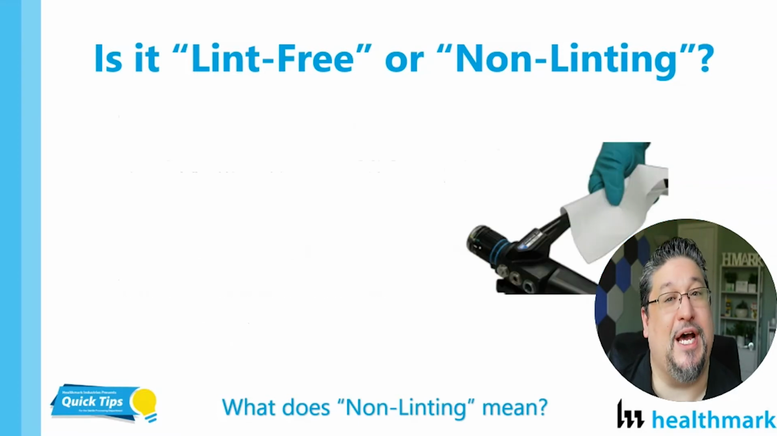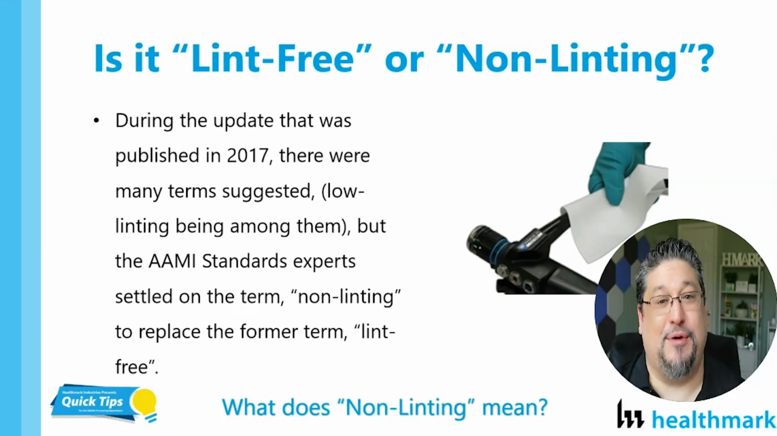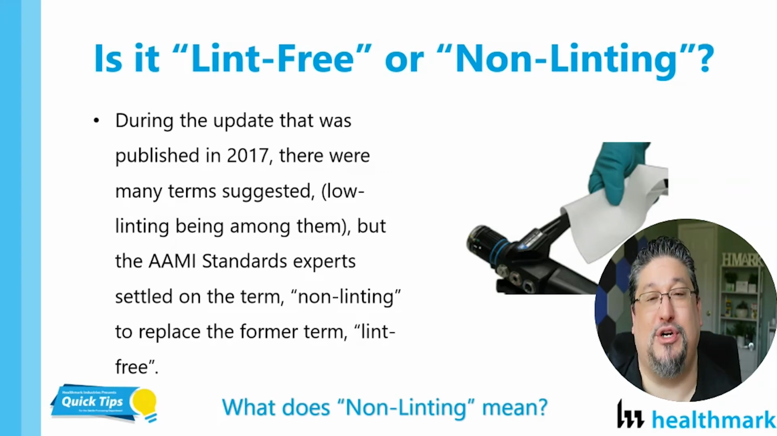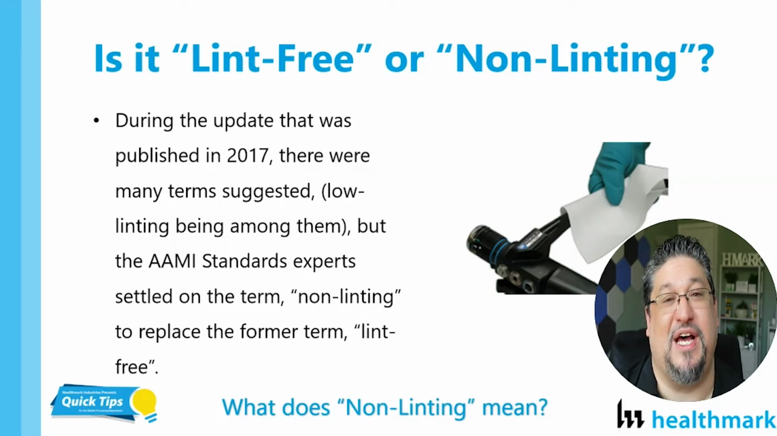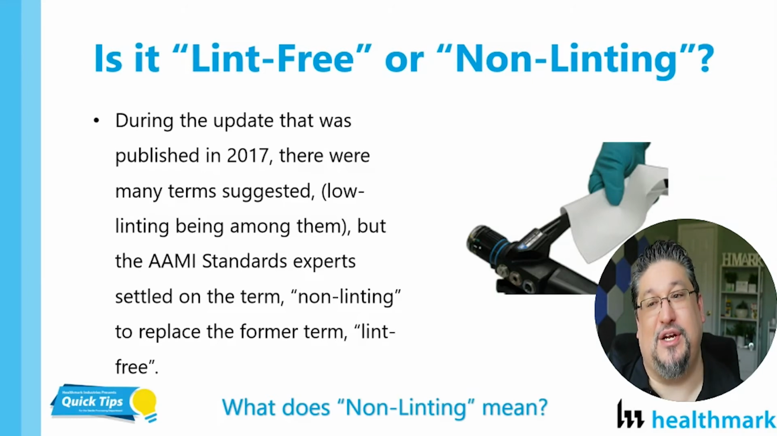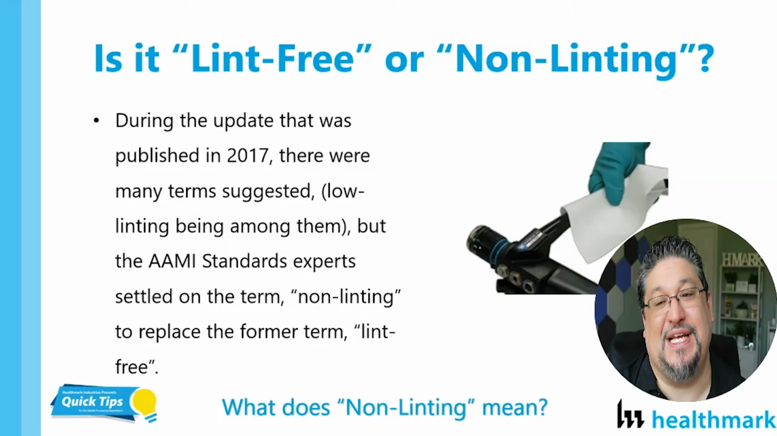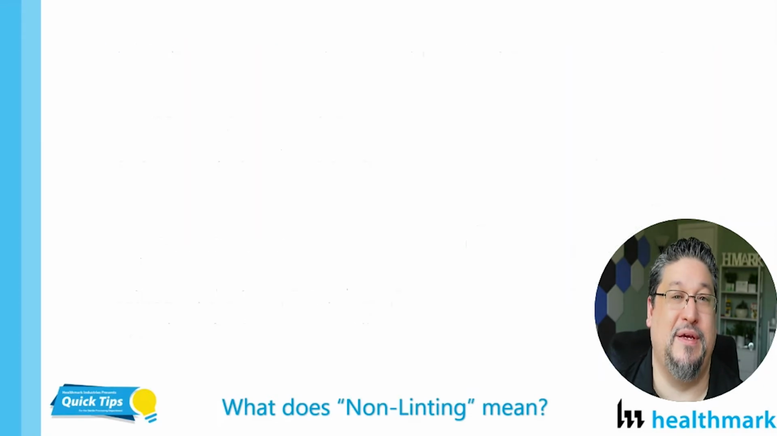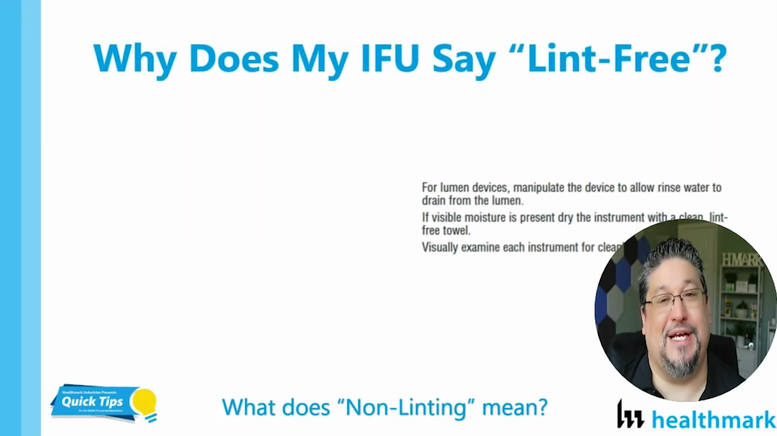Now, during the 2017 update to ST79, there were many terms suggested to replace lint-free. Low linting was one of the popular choices used to replace lint-free. But the AAMI standards experts settled on the term non-linting to replace the former term lint-free. And while there's no definition of non-linting in the AAMI standards, the writers of the standards stated that there really was no such thing as a lint-free cloth, and thus they created this sort of terminology of non-linting, not actively linting right now.